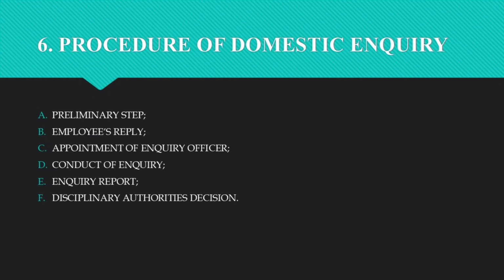Next one is the employee's explanation or reply. After receiving the charge sheet, the employee must be given sufficient time to submit a written explanation. Usually 7 to 15 days time is given depending on the rules. The employee may admit the charges, deny the charges, or give a justification or defense. If the employee admits guilt, the employer may proceed to punishment. But if the employee denies the charges, a domestic inquiry must be conducted.